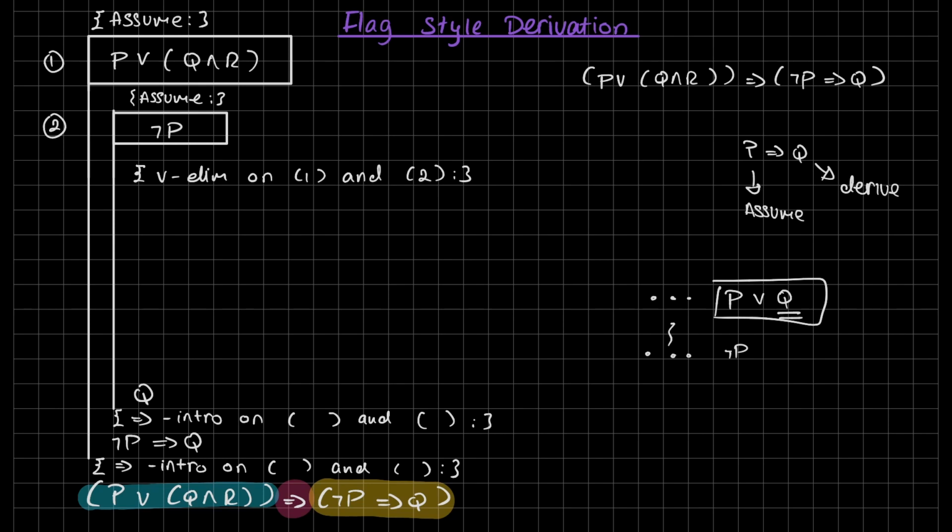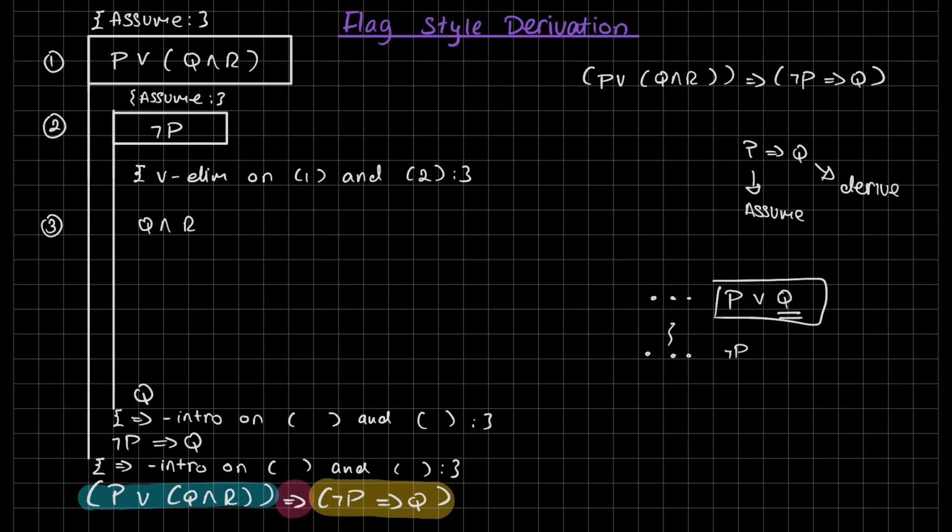And so what are we left with? Well, we're left with Q and R. So we know Q and R is true. And this is line 3. And now we're almost there. We wanted to prove Q. What we have now is Q and R. We know that Q and R is true.